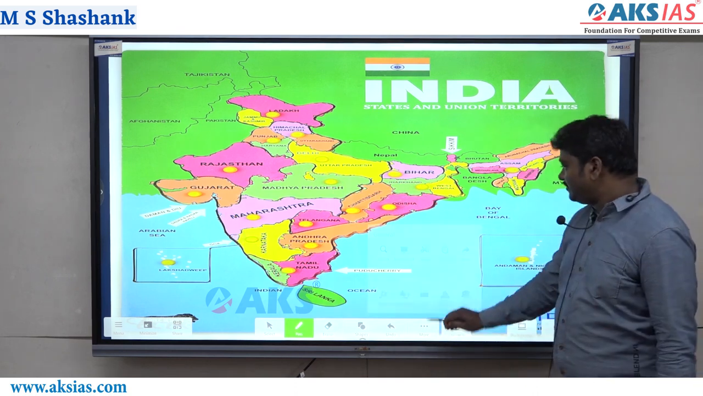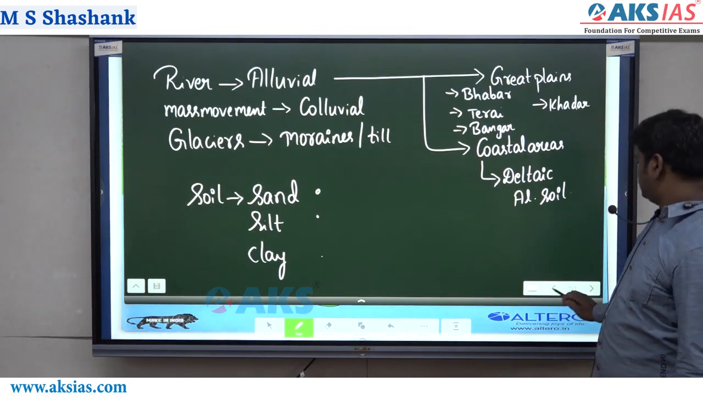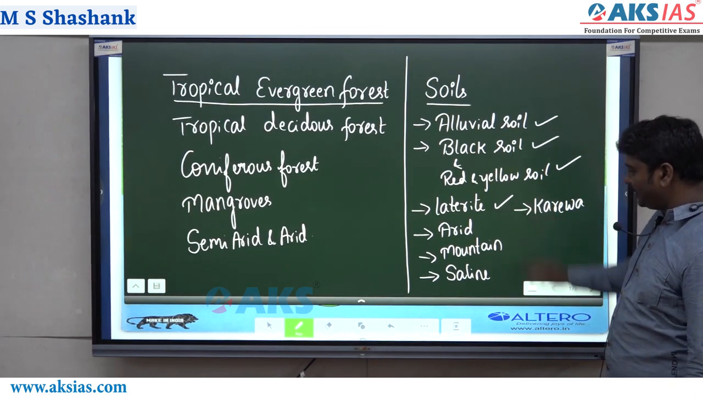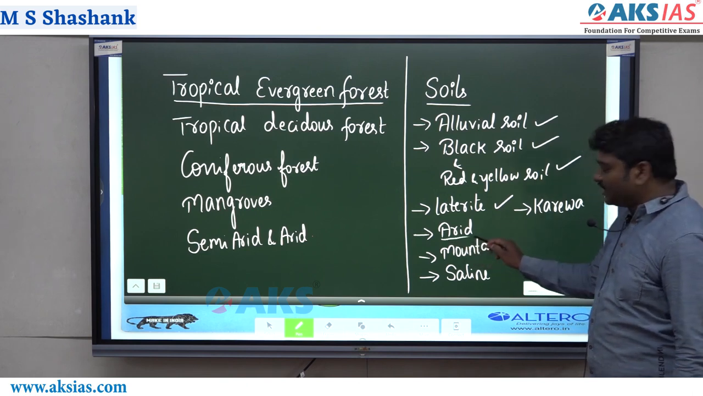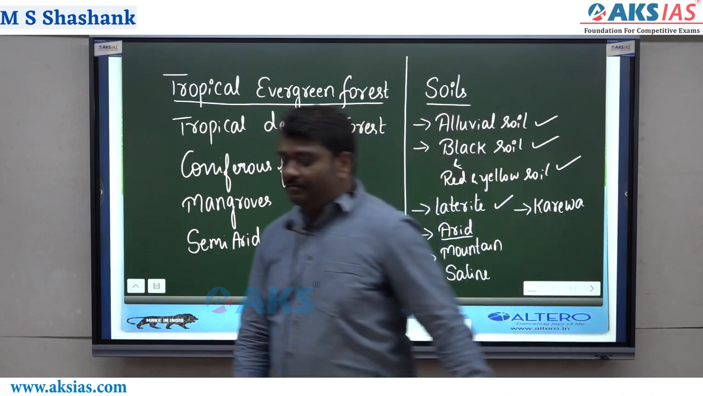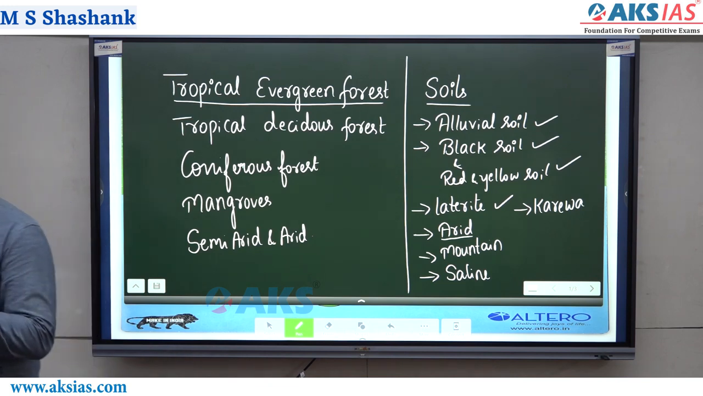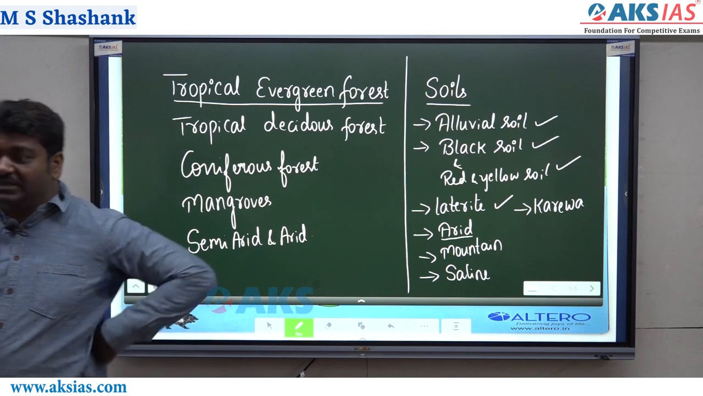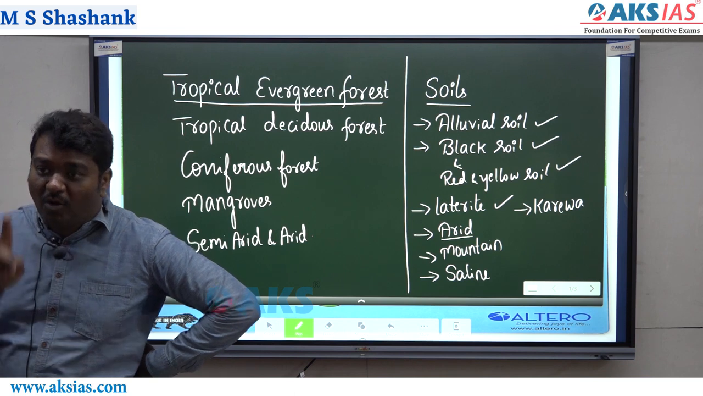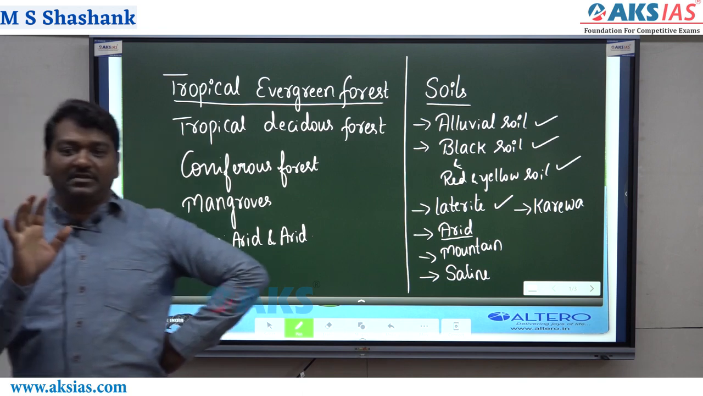Arid soil. Where do you have it? We saw alluvial, black, red and yellow, laterite. Arid is where, guys? Rajasthan. Okay. Can you tell the characteristics of arid? That means in which rainfall conditions does it grow? Low rainfall, high temperature. Fine.